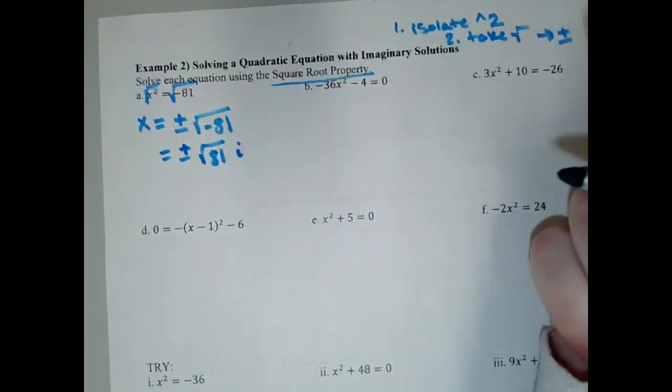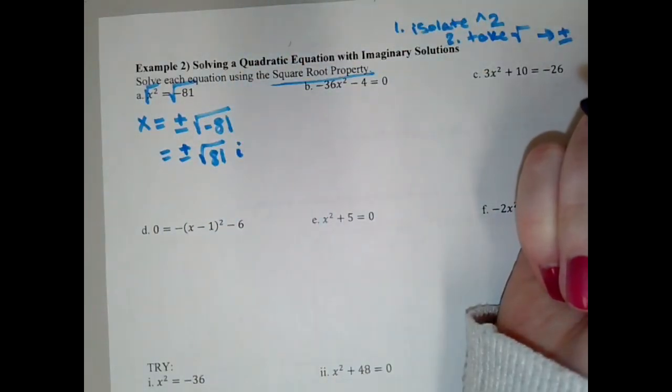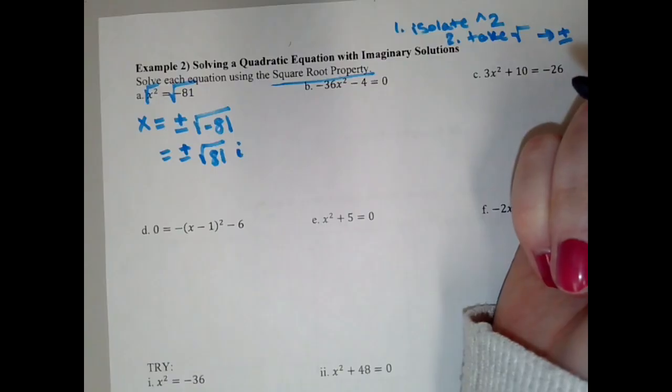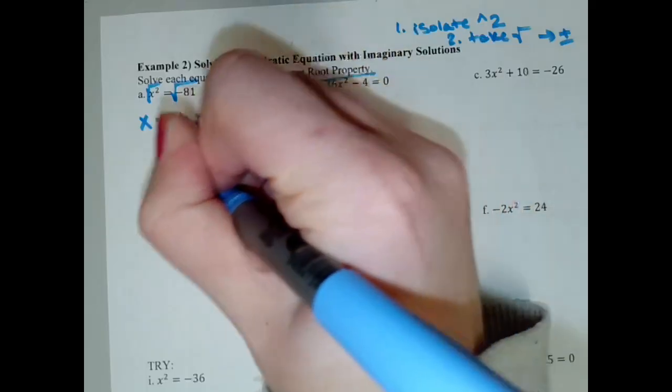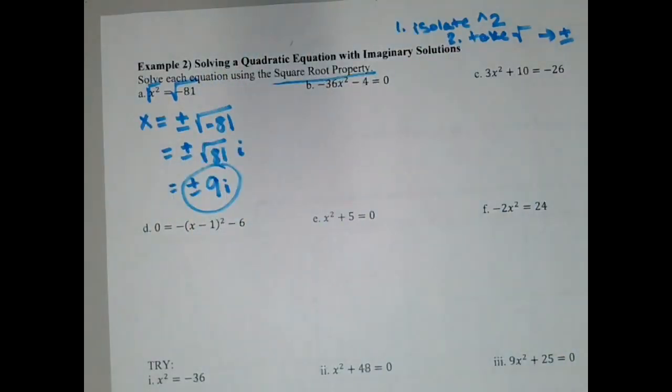I pulled out that square root of -1. And then I'll simplify that square root of 81 like I normally do. 81 is a perfect square of 9, so the answer is plus or minus 9. Let's take a look at the next one.